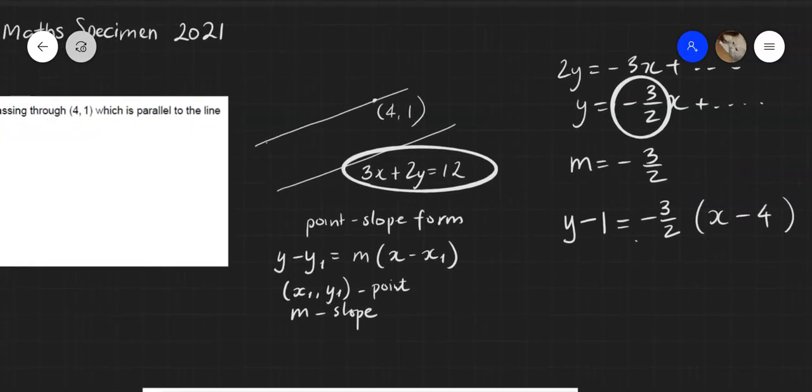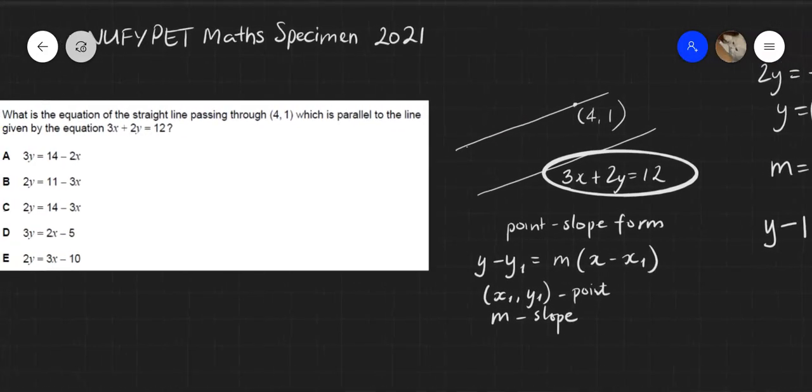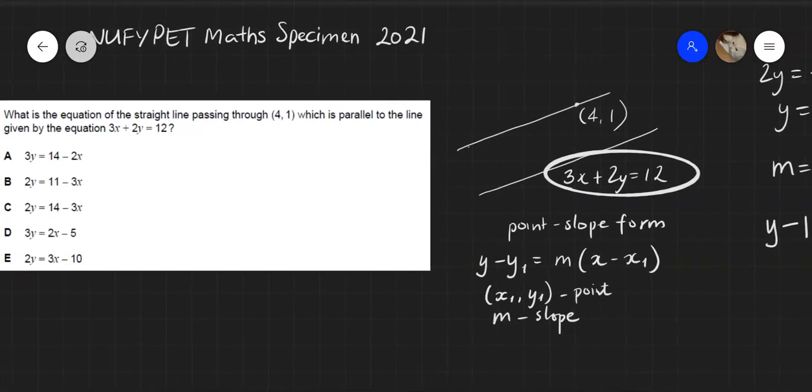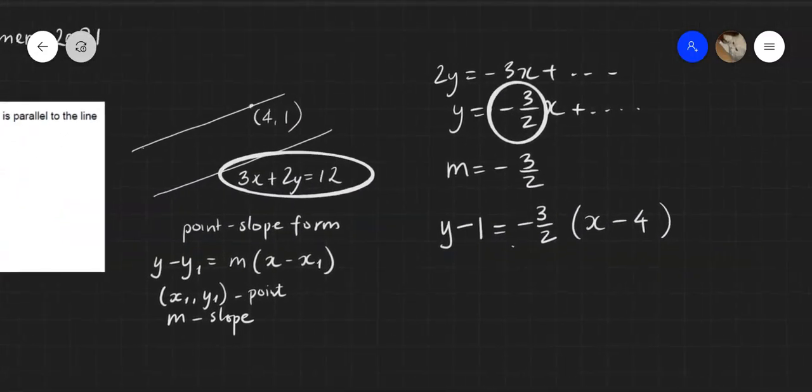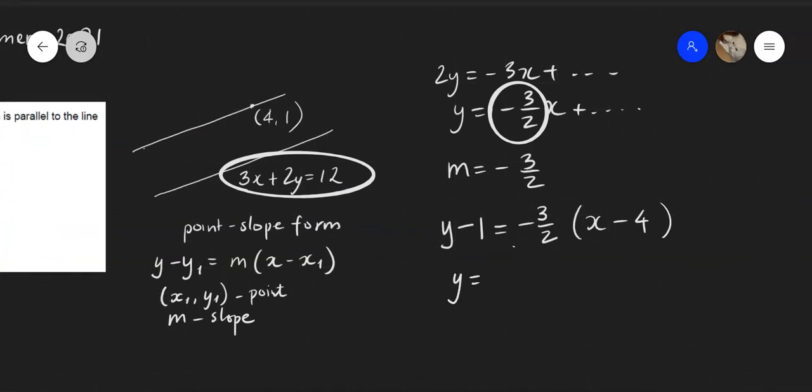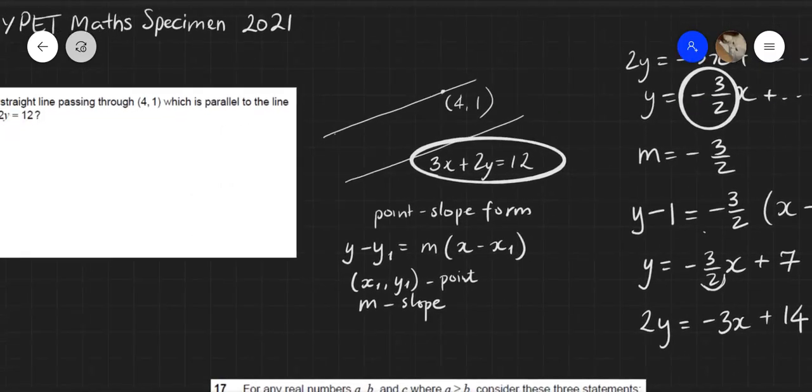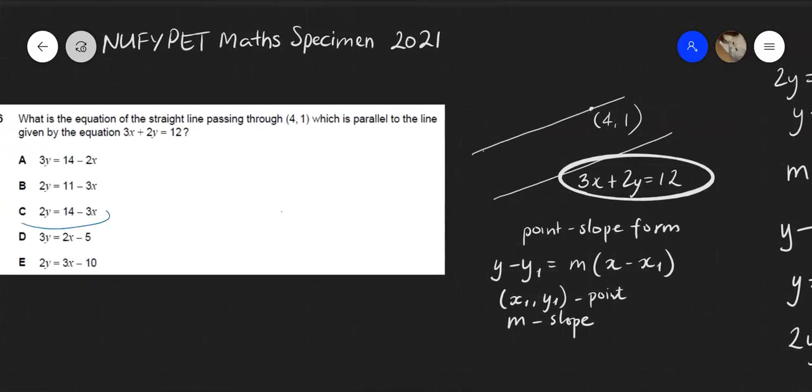Let's now take a quick look at the form the answers are given in. y is expressed in terms of x. We will do the same thing. So y equals minus 3 over 2 x, then we have plus 6 plus 1, so that's plus 7. And if we multiply now both sides by 2 to get rid of this 2 in the denominator, then we get 2y equals minus 3x plus 14. And let's check which answer that corresponds to. That's option C.